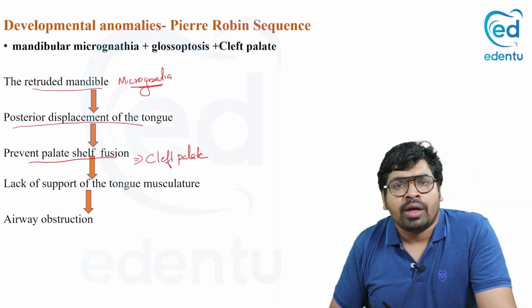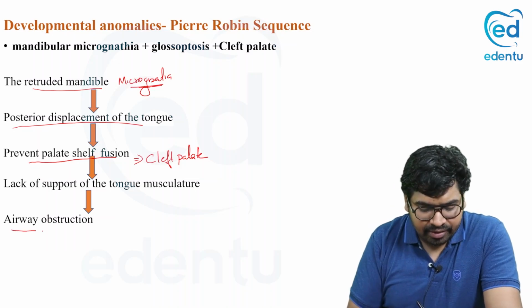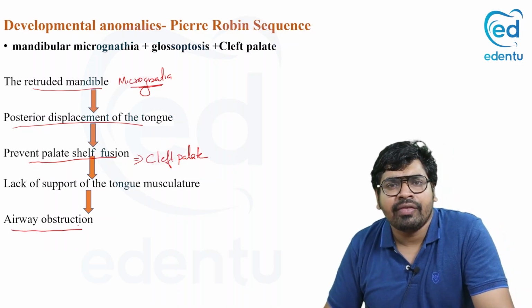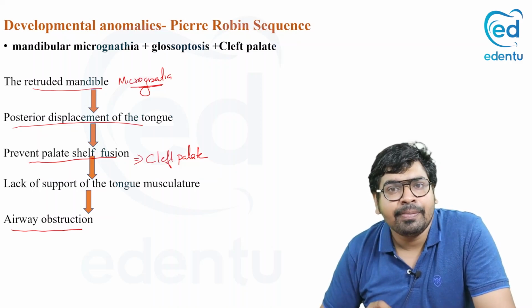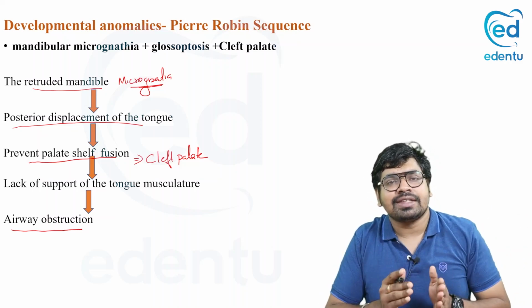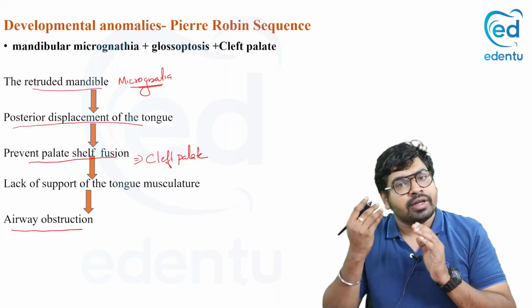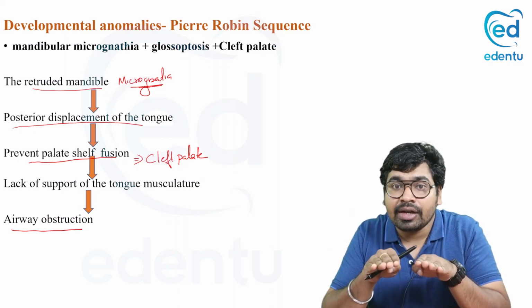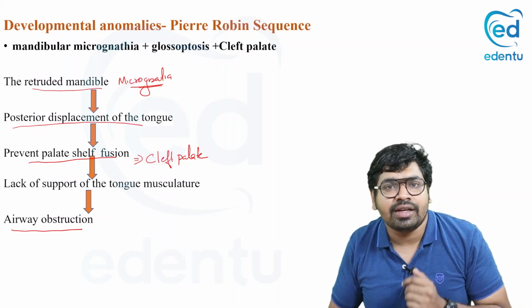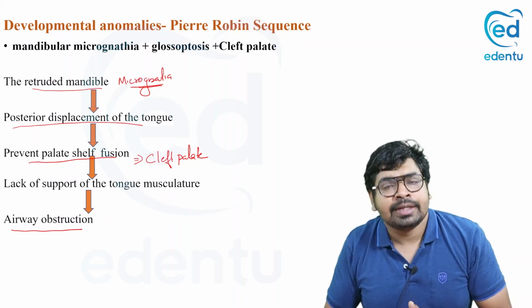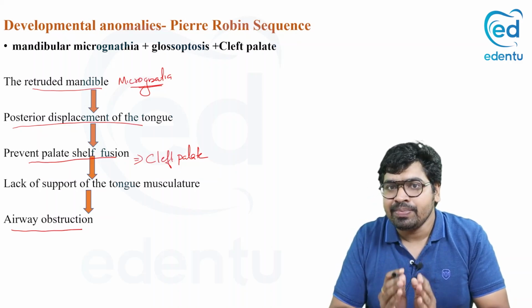And the tongue falling back will close the airway. So there is airway obstruction. The child will be having airway obstruction. Okay, so this is what you see in a Pierre-Robin sequence. Mandible is small, the tongue is kept posteriorly, so it will prevent the palatal shelf from fusing. So it's a sequence of events one after another. Okay, that is Pierre-Robin. So that's about the two syndromes regarding your developmental anomalies of the jaw.